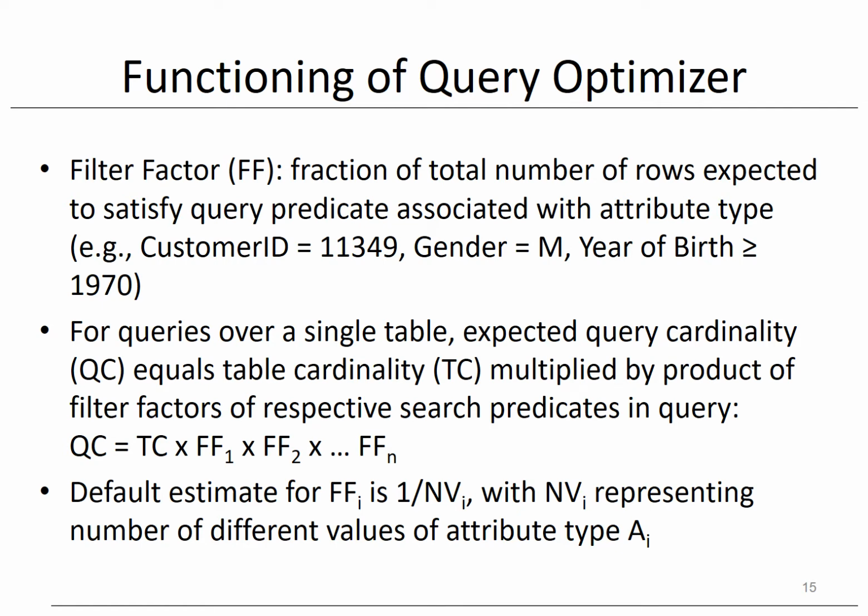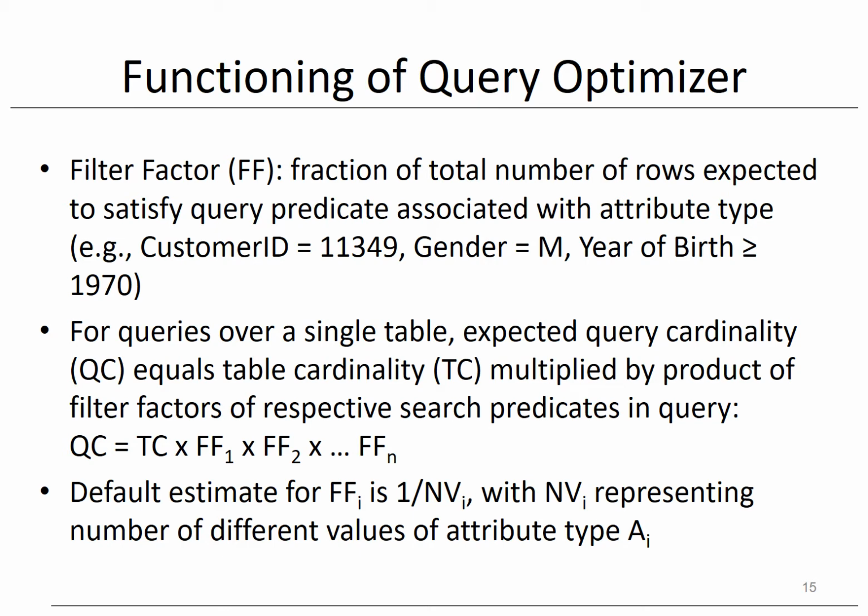The FFI of a query predicate represents the fraction of the total number of rows that is expected to satisfy the predicate associated with attribute type AI. In other words, the filter factor denotes the chance that a particular row will be selected according to the query predicate.